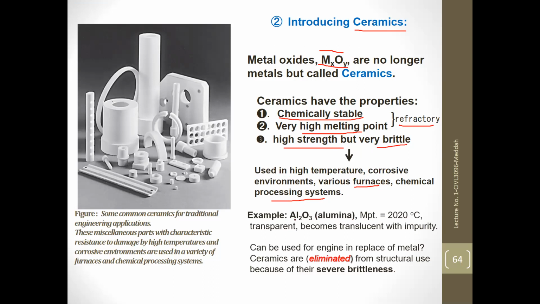Just an example of a ceramic material formed by a combination of aluminum and oxygen, as I told you earlier: alumina, or aluminum oxide. The melting temperature of this compound is 2020 degrees Celsius. So, a very high melting temperature.